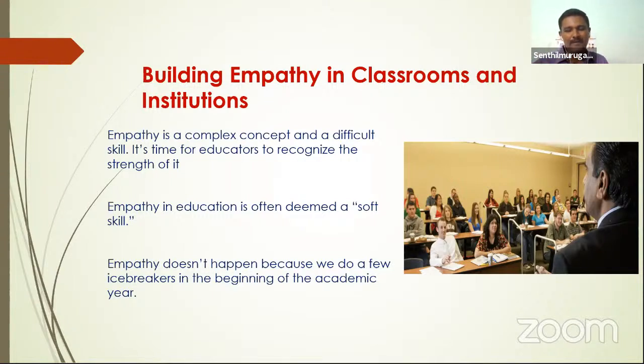The problem is, our culture really does not value empathy. When you create empathetic minds among the student community, we can really harvest a very good environment in our society. We can see a society without violence, hatred, abuse, crime, etc. But the thing is that empathy in education is often deemed a soft skill.